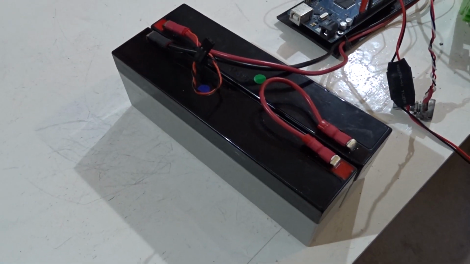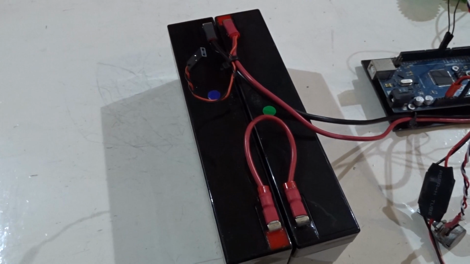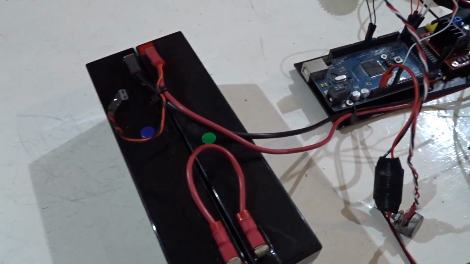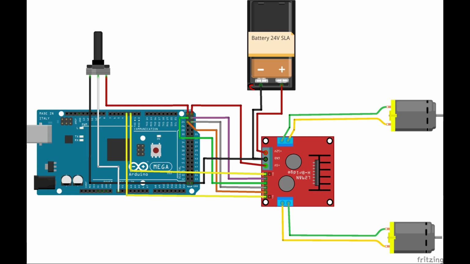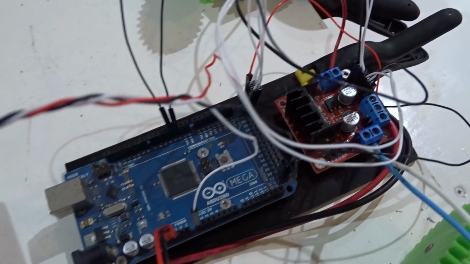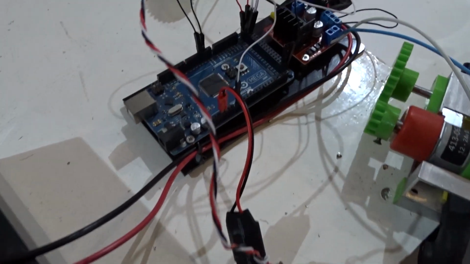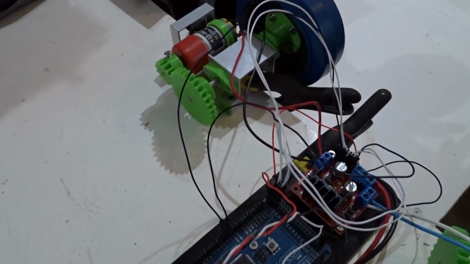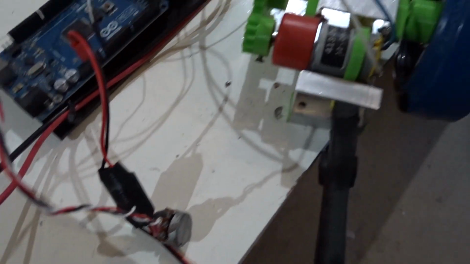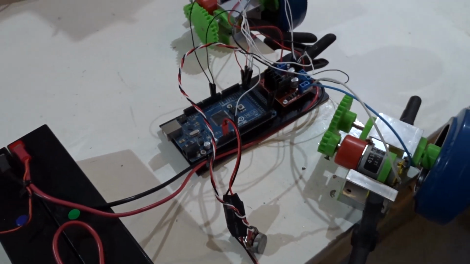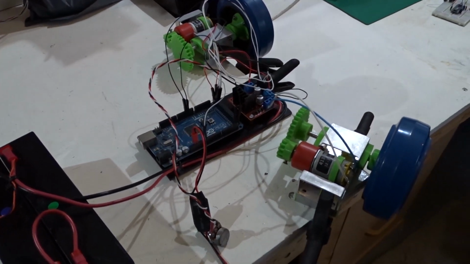So I've got my two decent sized lead acid batteries providing 24 volts. And I'll put a diagram up on the screen now of the circuit if you're interested. And we'll test this out. So I've got the motors hooked up to the driver board and the signals coming from the Arduino and a potentiometer to control the speed. And I've got forward and reverse working at the moment just off the one potentiometer. So I'm going to hook up the power and we'll see that in action.